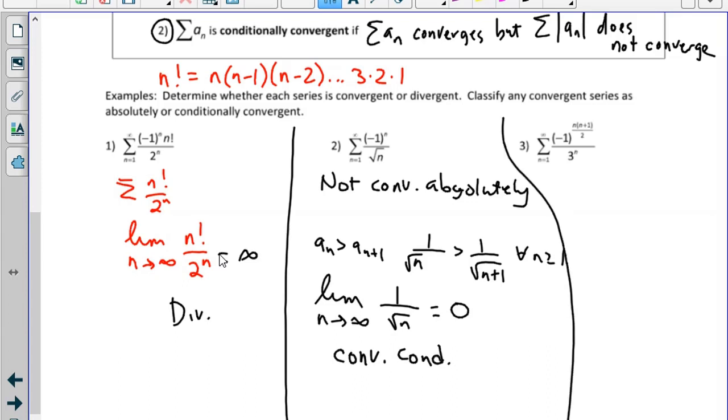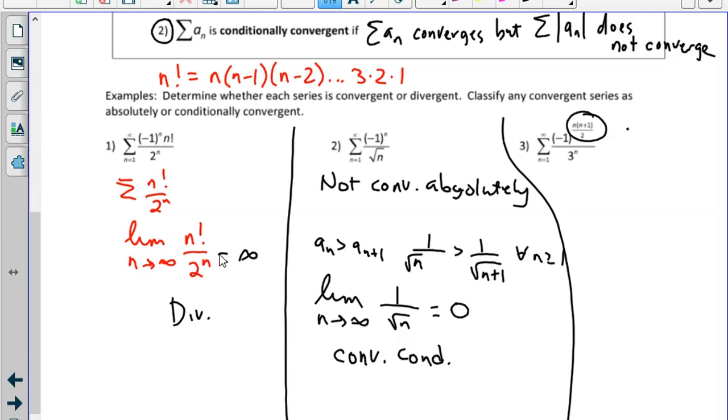Now let's take a look at number 3. We have negative 1 to the n times n plus 1 over 2 over 3 to the n. So the first thing we have to do is figure out what in the world is going on with that and why we would even put that there.